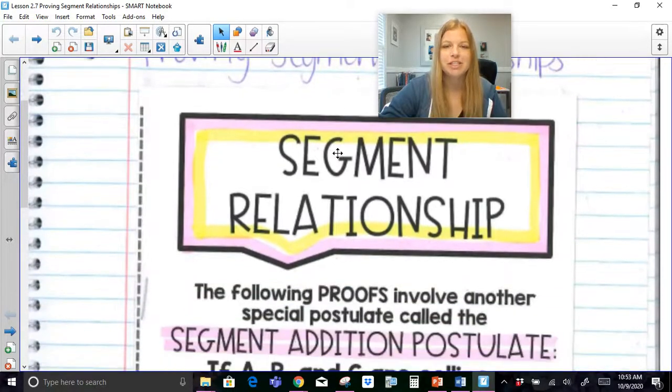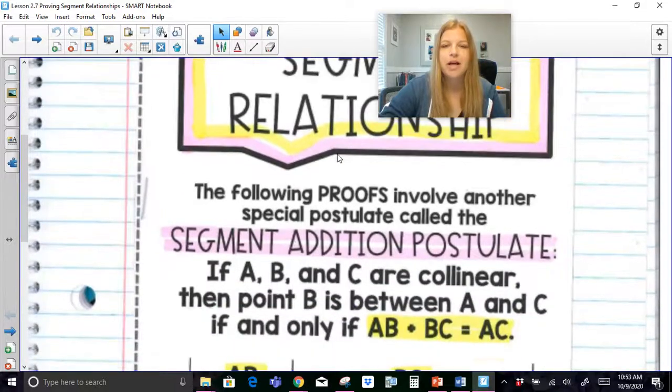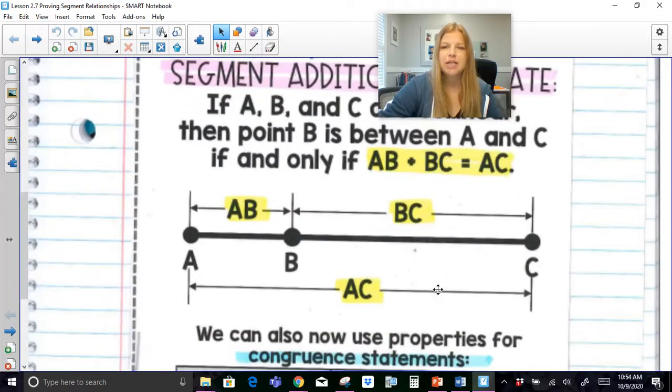Ready? Segment relationship. The following proofs involve another special postulate called the segment addition postulate. If A, B, and C are collinear, then point B is between A and C if and only if AB plus BC equals AC. Now, we did a lesson all on linear measure when we talked about points being collinear, a point being in between another set of 2 points, not midpoint, guys, just somewhere in between. And then if that point B is in between, then AB plus BC equals the entire length AC. So that's actually not a new idea for us.